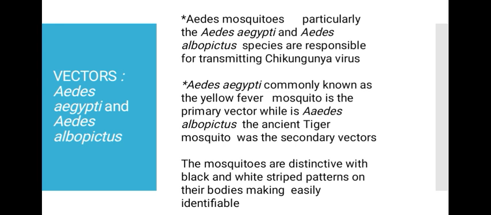Aedes mosquitoes, particularly the Aedes aegypti and Aedes albopictus species, are responsible for transmitting chikungunya virus. Aedes aegypti, commonly known as the yellow fever mosquito, is the primary vector, while Aedes albopictus, the Asian tiger mosquito, is the secondary vector. The mosquitoes are distinctive with black and white striped patterns on their bodies, making them easily identifiable.